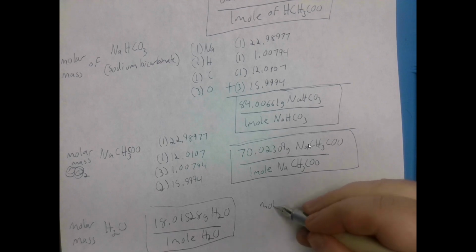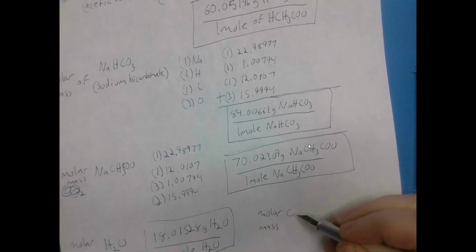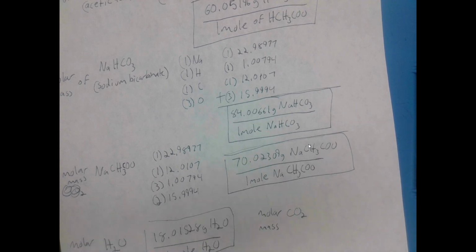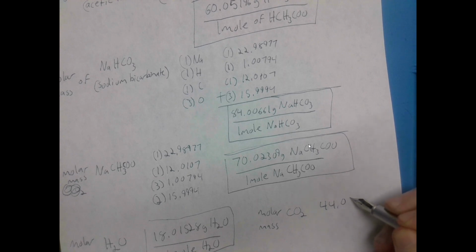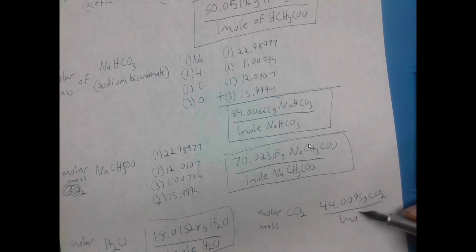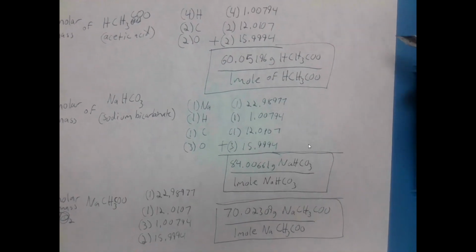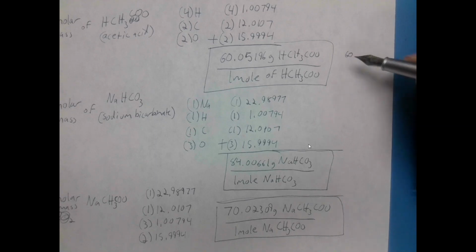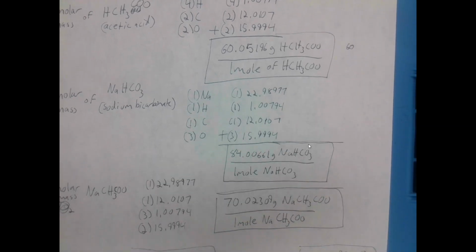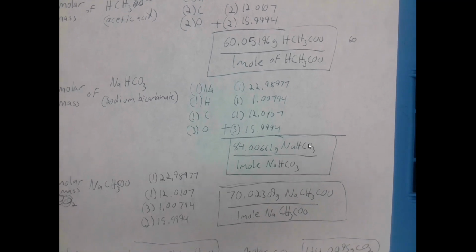And then molar mass of CO2, which I will just write. It is 44.0095 grams CO2 per 1 mole CO2. For the rest of this, I'll just round these. That's basically 60. That's basically 84. That's basically 70. That's basically 18. That's basically 44. So what this tells us, we know 1 mole versus 1 mole versus so on.